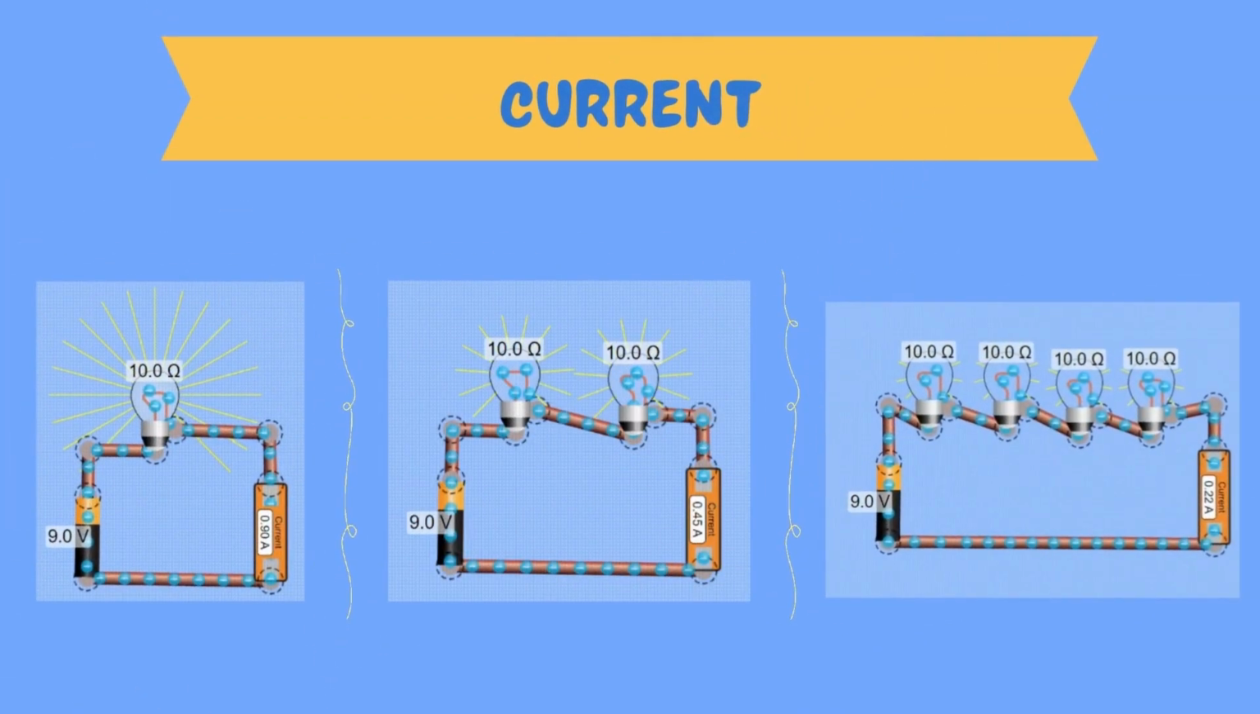Now, the three circuits here describe the relationship between current and resistance. And like we said prior, resistance and current are inversely proportional. This means that as current decreases, we can assume that the resistance is getting higher.